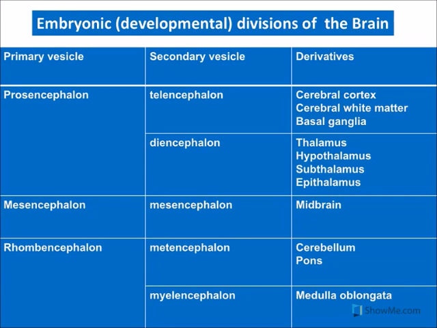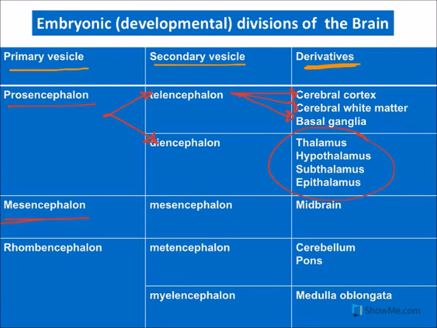for example, the primary vesicle here and the secondary vesicle here, and these are the derivatives of each vesicle. So the proximal vesicle is called prosencephalon. The prosencephalon will develop into two telencephalons and one diencephalon between the telencephalic vesicles. The telencephalon will give rise to the cerebral cortex and cerebral white matter, and also the basal nuclei inside the cerebrum. The diencephalon will give rise to the thalamus and its family: the hypothalamus, the subthalamus, and the epithalamus.